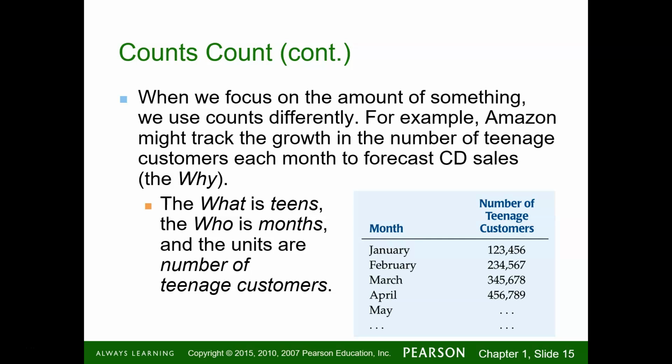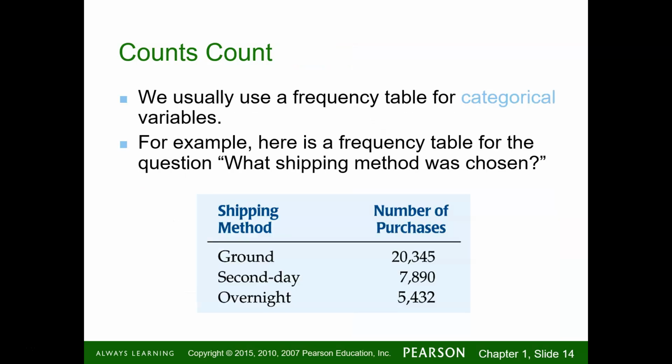All right, the next thing we're going to be looking at is counts. When we have categorical data, remember, categorical data is like shipping method. Remember we said eye color, stuff like that. Shipping method would be one. You can select ground, second day, or overnight. And each customer is going to pick one of those, right? So we're going to count how many times they pick each one. That is collecting data on a categorical variable.